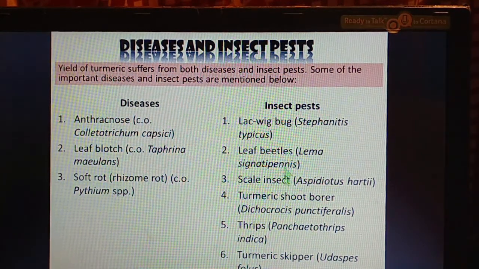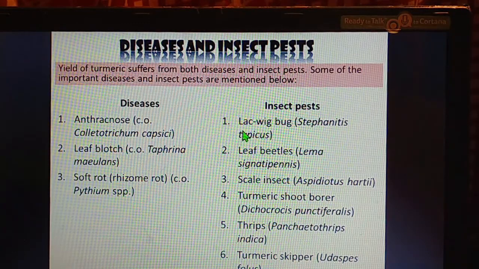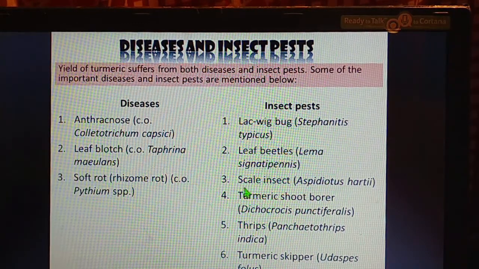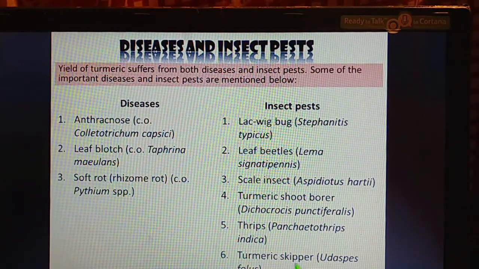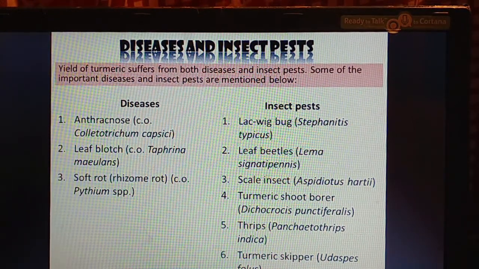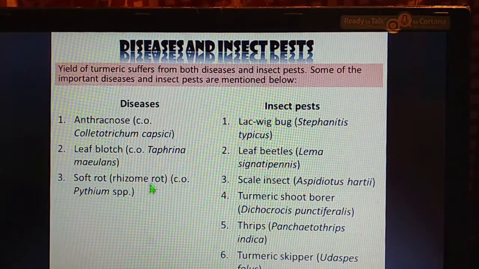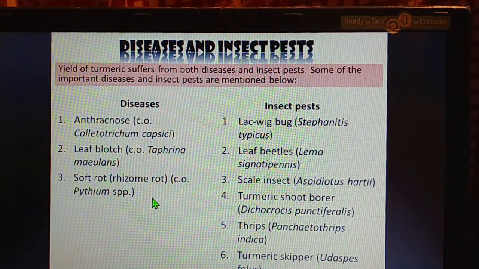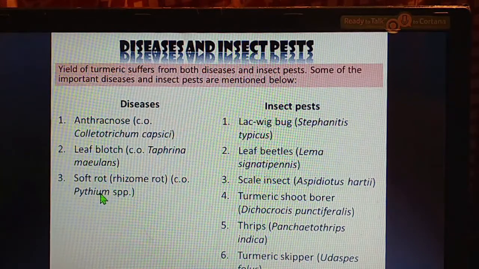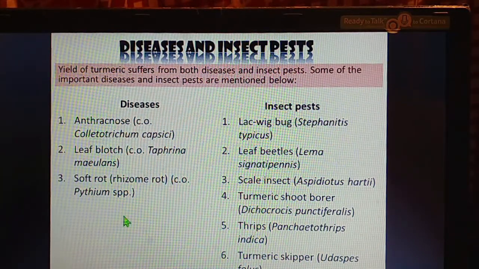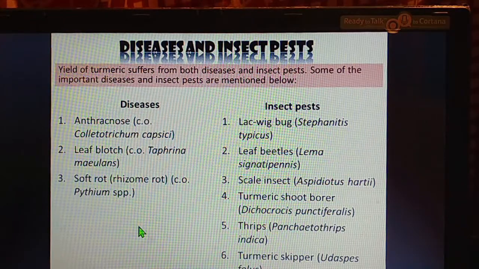And these are some of the insect pests: the lagwig bug, the leaf beetle, scale insect, turmeric shoot borer, thrips, and turmeric skipper. These are some of the insect pests. And also we have other diseases caused by bacteria and other fungal species, okay, but I did not mention them in this video.